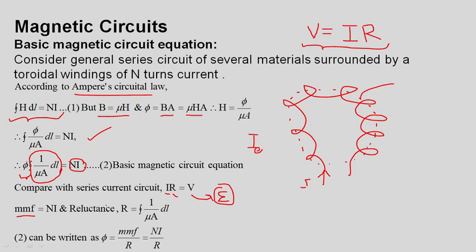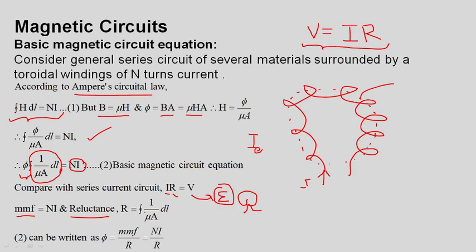So in magnetostatics, we call it reluctance. Reluctance R. Actually, it is written in the Greek symbol, and more often it is written like this, with the Greek symbol. I use the Roman symbol only, the letter R here. So it is the integral of 1 by mu A dl.